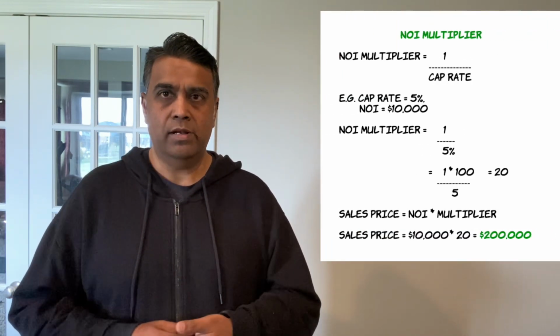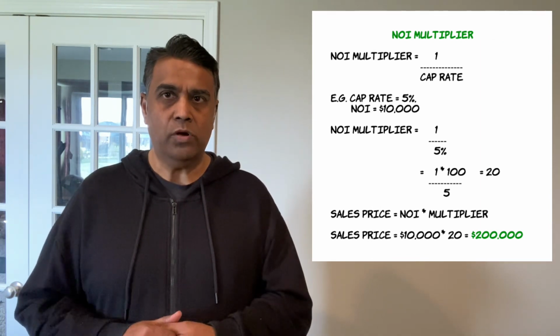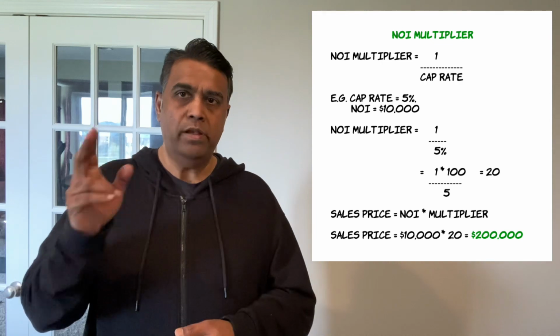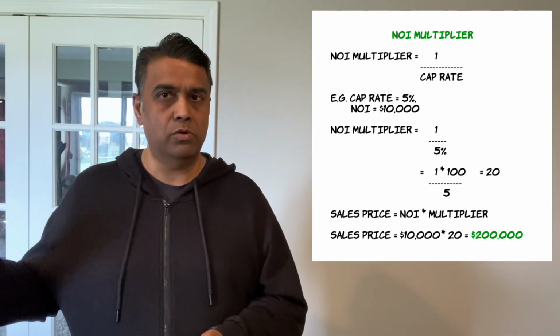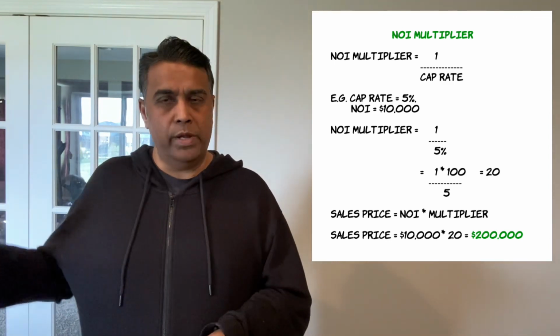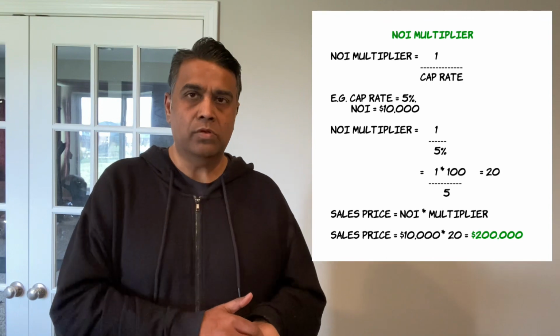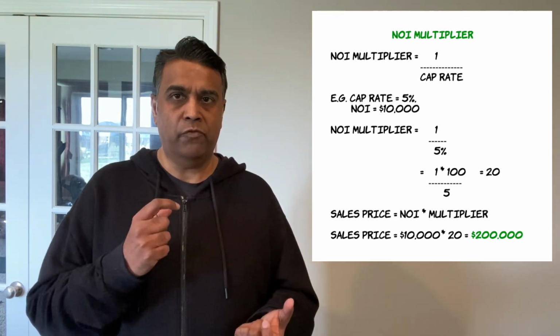Let's take the same example. Let's assume you find out that your cap rate is 5%. Okay, so in this case, what is the NOI multiplier? 1 divided by 5%, which is equal to 20. So the same $10,000 of NOI with a 20x NOI multiplier will give you $200,000. So when you look at it from the point of view of an NOI multiplier, you can very easily see where the buyers are coming from and where the seller is coming from.